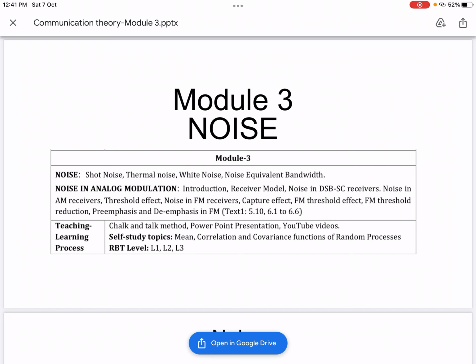In today's lecture, I'll be explaining about the module noise, that is module number 3 in communication theory subject. In this module, we'll be discussing about shot noise, thermal noise, white noise, noise equivalent bandwidth. In the next videos, I'll be discussing about the noise in the analog modulation techniques.